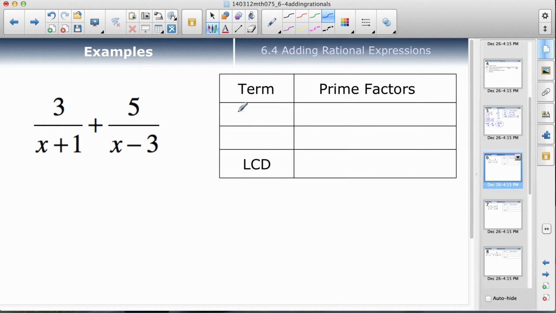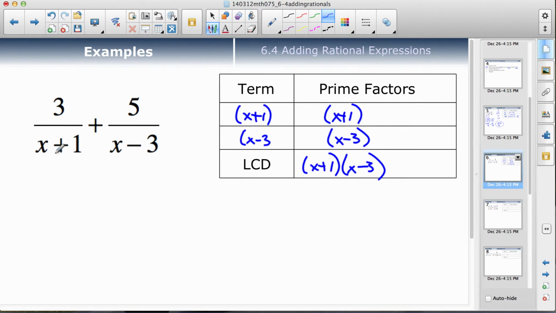Oh, here's one, x plus 1. So my terms are an x plus 1 and an x minus 3. You can't factor that, so the whole thing is just x plus 1. Same thing with this one, it'll just be x minus 3. So for my LCD, there's one x plus 1, so that appears at most once. And there's one x minus 3. Again, that appears once. So this is my LCM, or LCD.